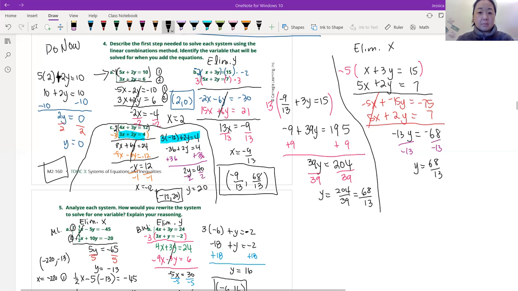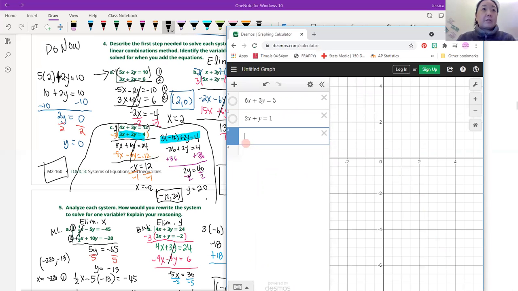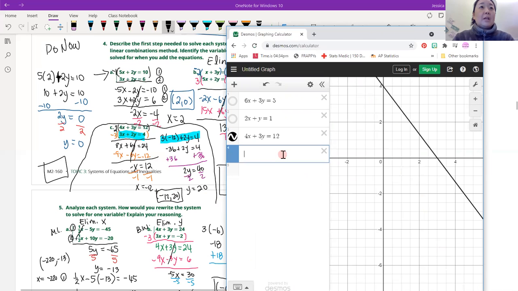There we go. So it's going to be 4x plus 3y is equal to 12. All right, just like that. And then 3x plus 2y is equal to 4. So we're saying that intersects at -12, 20.